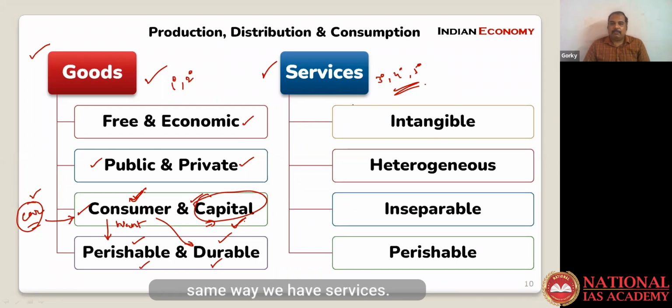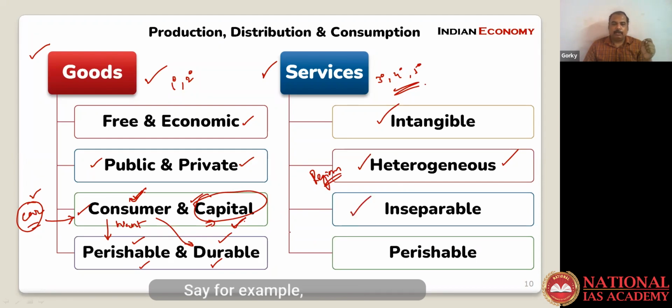The same way we have services. Services are intangible. You can't actually feel or see them. Say for example, software. I produce a software and give it to you. You can't see the software, right? So it is intangible. And heterogeneous. What is heterogeneous? It can be produced for various regions by various people at various times. It is time scalable, space scalable, everything. So it is heterogeneous and inseparable.